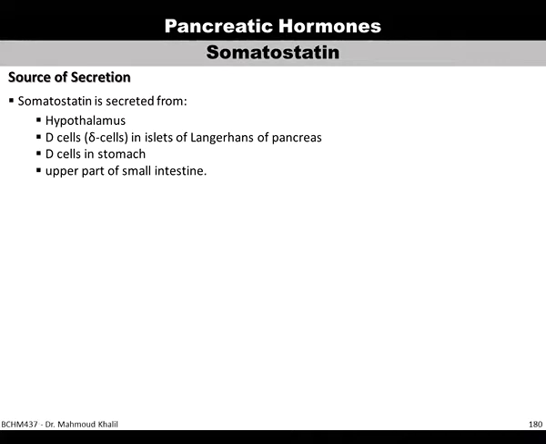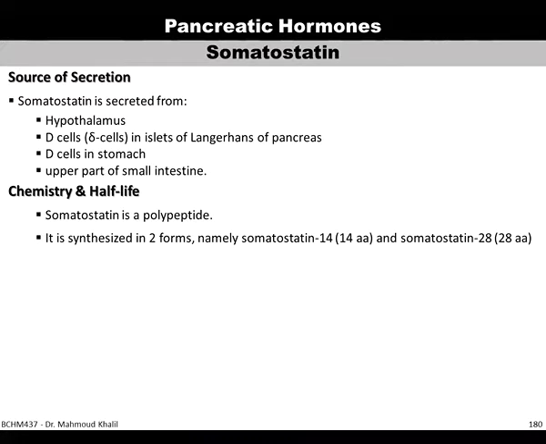So let's talk about a third hormone secreted by the pancreas, which is somatostatin. Somatostatin is secreted from the hypothalamus as well, mainly from the D cells or delta cells in the islets of Langerhans of the pancreas, as well as D cells in the stomach and the upper part of the small intestine.